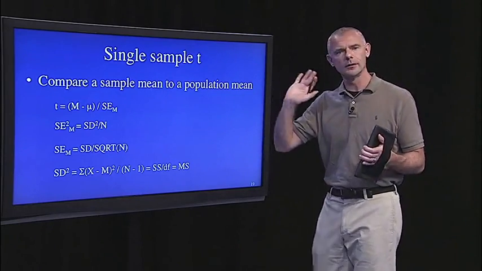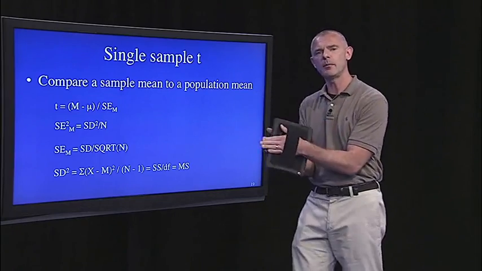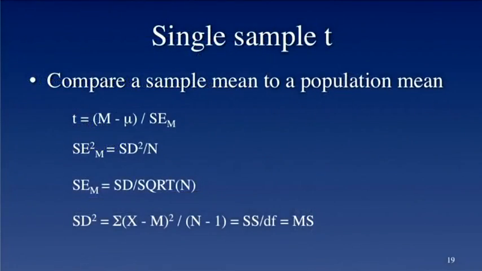In a single sample t, real easy, we're just comparing a sample mean to a population mean. So in the numerator of the formula, it's observed minus expected. The observed is the sample mean, the expected is the population mean. And then what's standard error? Well, standard error of the mean.